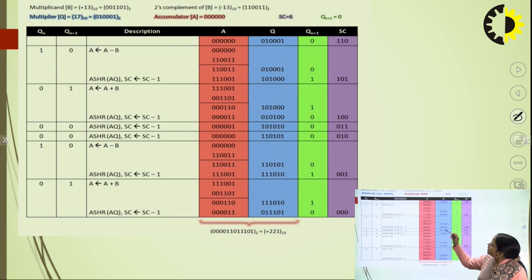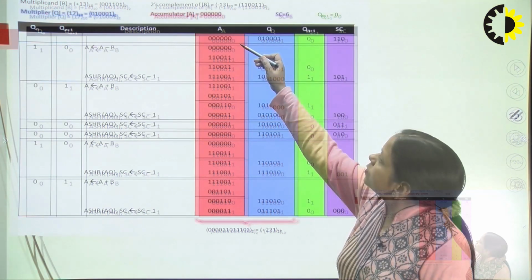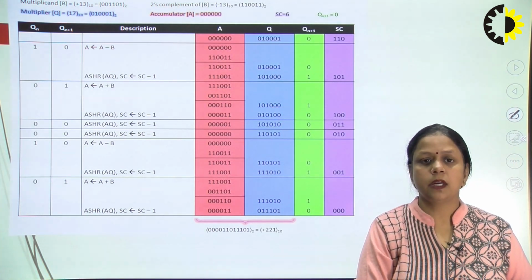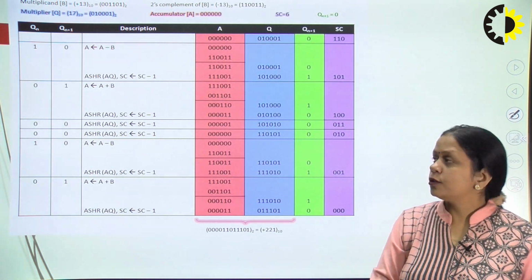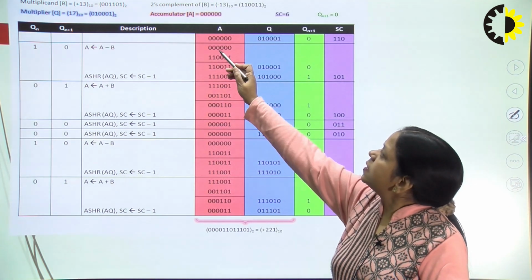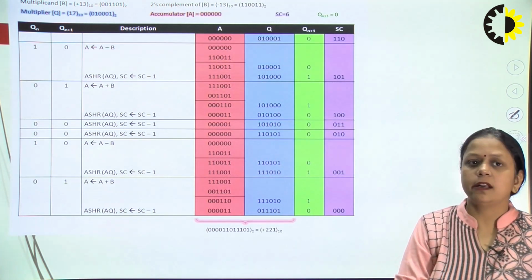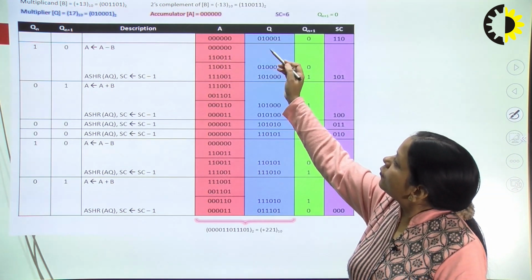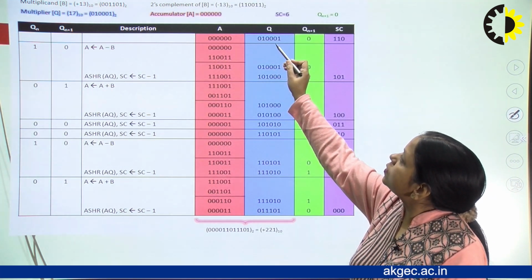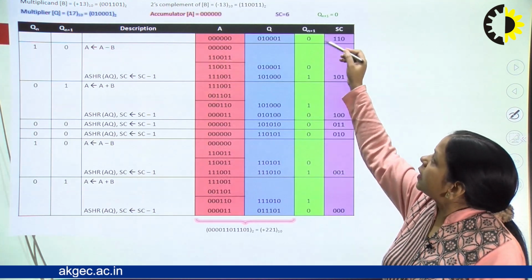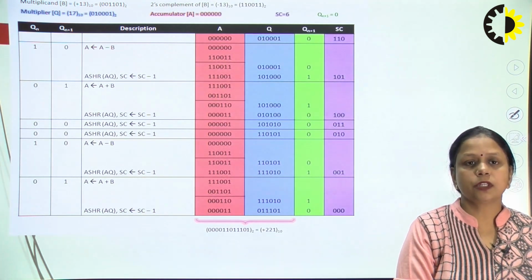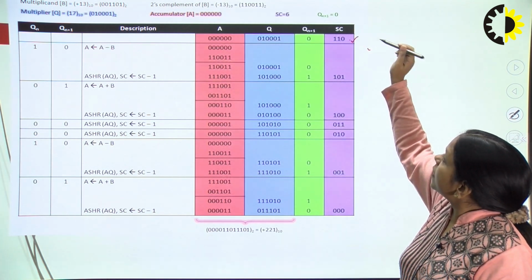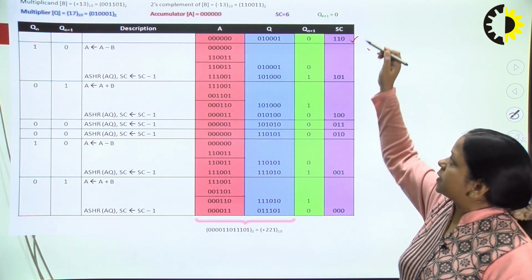Now, you can see here the starting value of AC is 0. This is a 6-bit register here. Now, we have taken an example of 6-bit Booth algorithm multiplication, so that we have a 6-bit register here. Initially the value of AC or A register is 0, 0, 0, 0, 0, 0. And in the QR, the value of the multiplier will be stored, 0, 1, 0, 0, 0, 1. And the initial value of Qn plus 1 will be 0. And the sequence counter value will be here 0, 1, 1, 0, which is equal to 6.